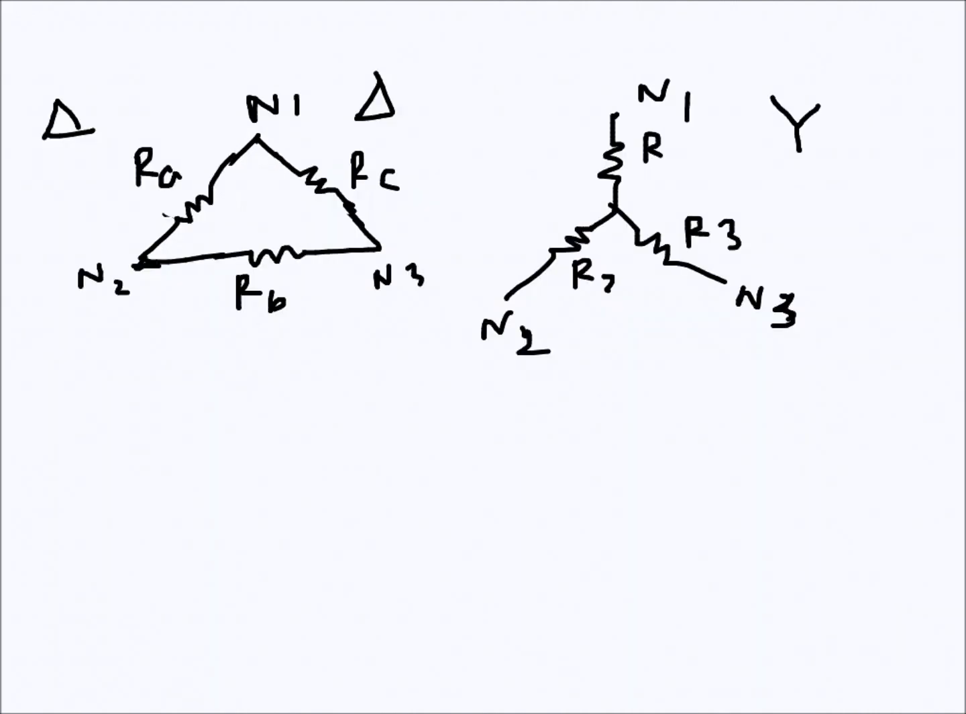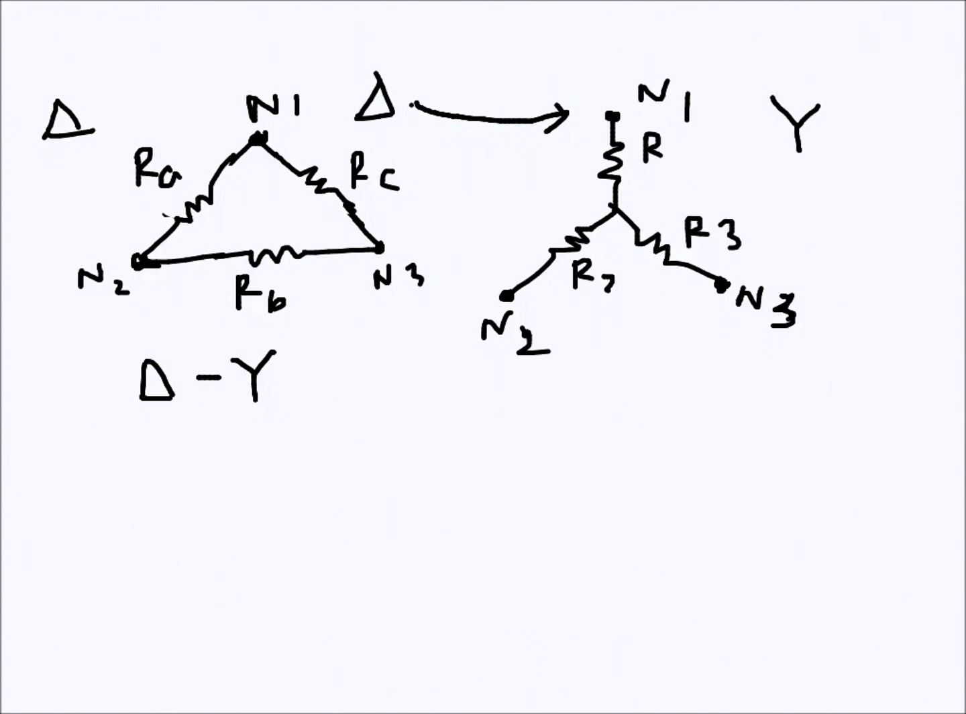So if I want to do a delta to Y, while I am transforming, these are three nodes here, N1, N2 and N3, and the same nodes will be here, N1, N2 and N3. It's very important in terms of response to the remaining part of the circuit that it doesn't change. The overall effect of impedance that was there for delta will be the same for Y, or conversely, the same for Y to delta.